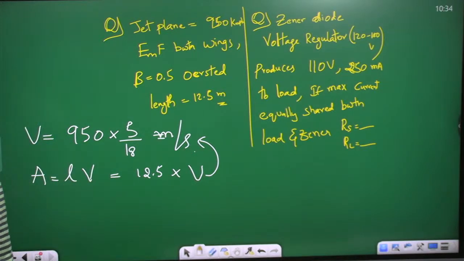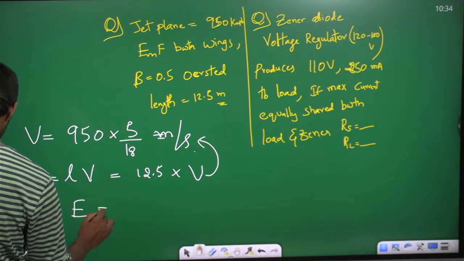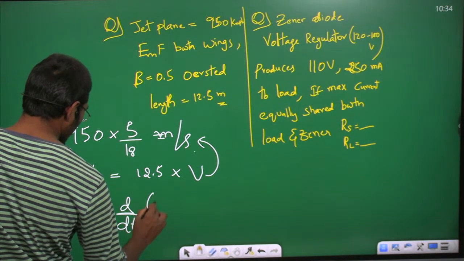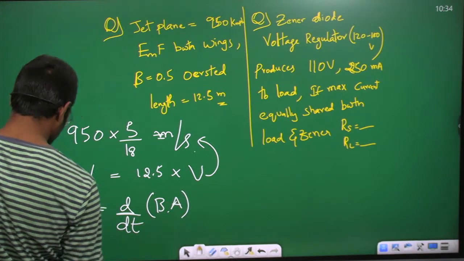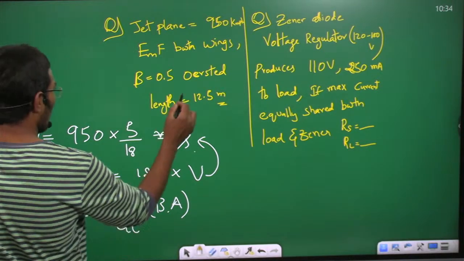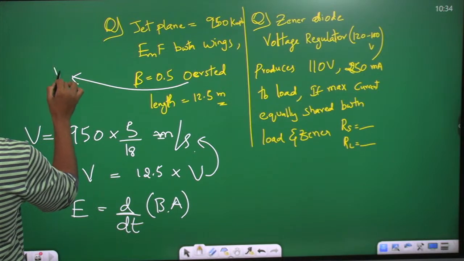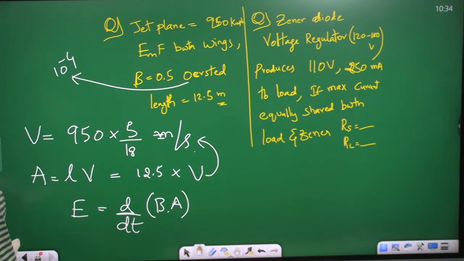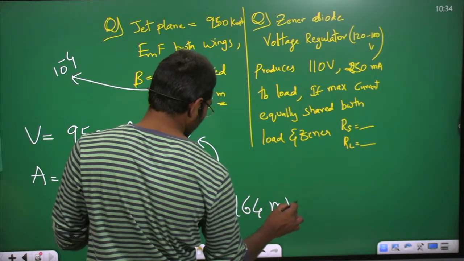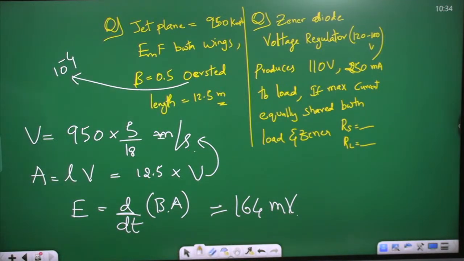right? Induced EMF E is equal to d by dt of magnetic field into area, right? That's what is being asked. So the conversion is 0.5 into 10 power minus 4 gives us the SI unit of magnetic field. So you will get 164 millivolts. So hope you got it.